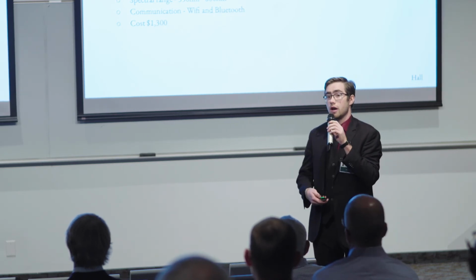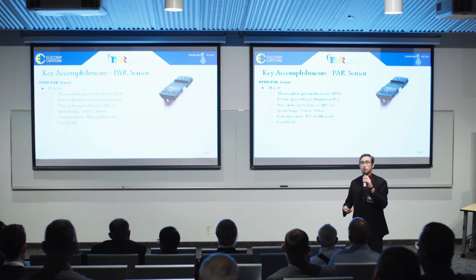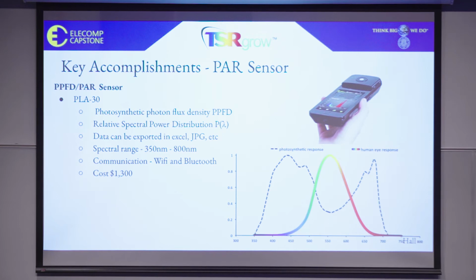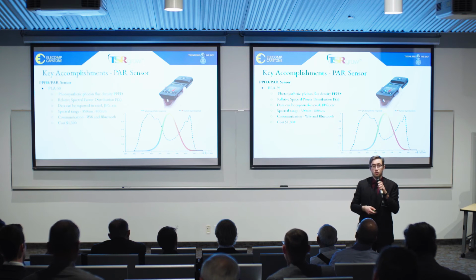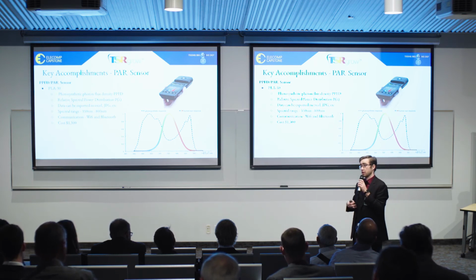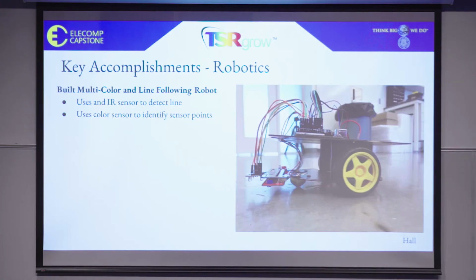It also takes data in a spectral range of 350 nanometers to 800 nanometers. As you can see here, this is where a plant has a photosynthetic response, obviously the critical part for TSR Grow. Finally, this sensor communicates via Wi-Fi and Bluetooth, a critical component of our robotics approach, and costs around $1,300, which was 65% of our budget.